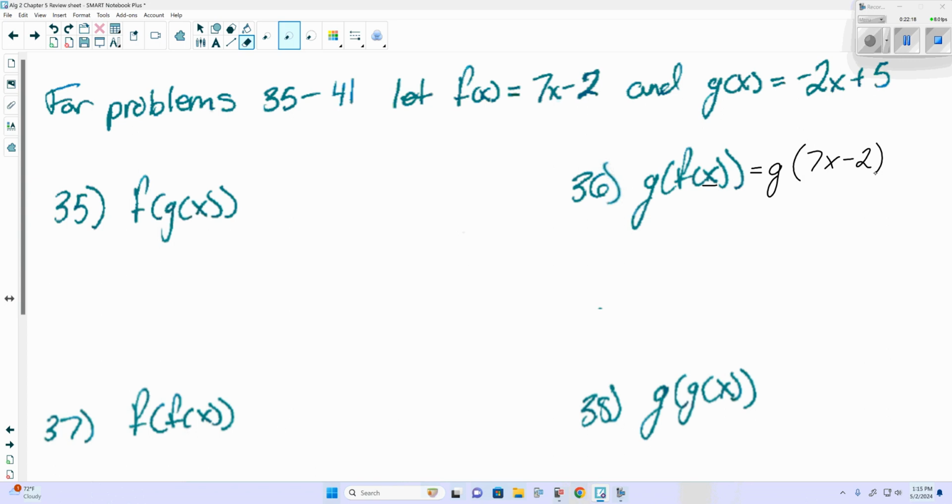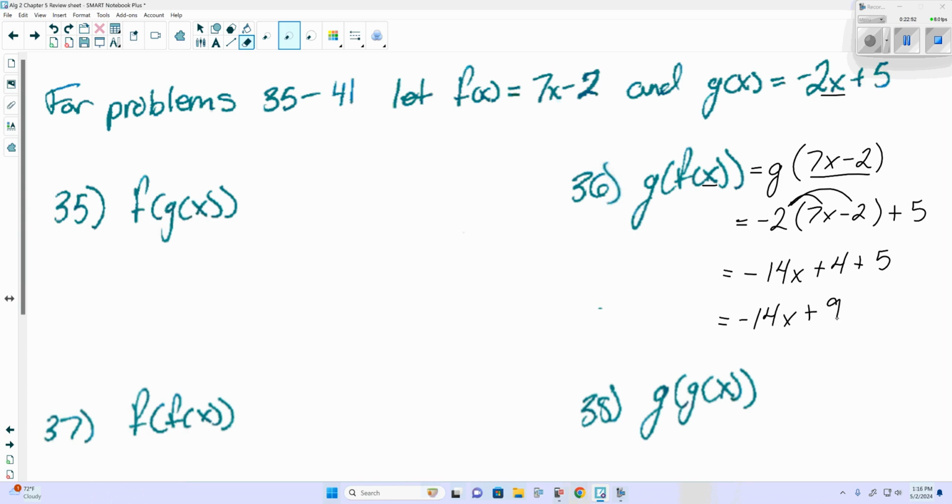Now at this point, we're going to plug 7x minus 2 into every x in g of x. So we still have the negative 2, but instead of x, we have 7x minus 2, plus 5. Now we just need to simplify. So we're going to distribute the negative 2. Negative 2 times 7x is negative 14x. Negative 2 times negative 2 plus 5, which gives us negative 14x plus 9. And that's it.